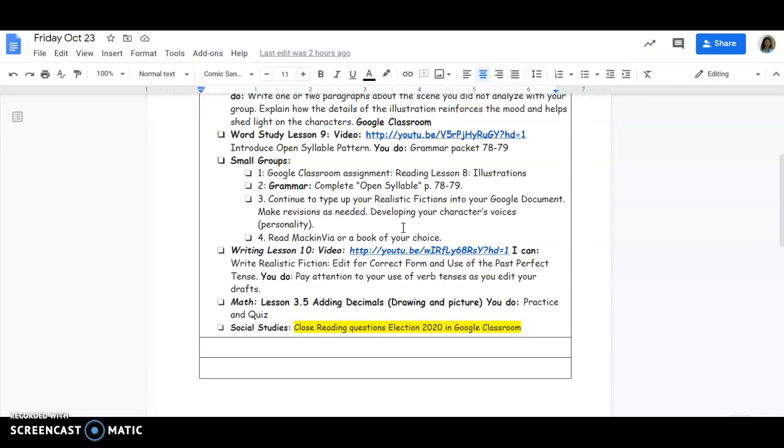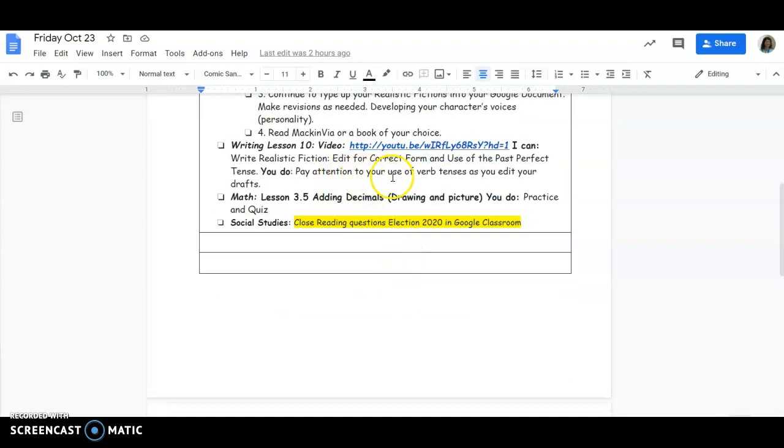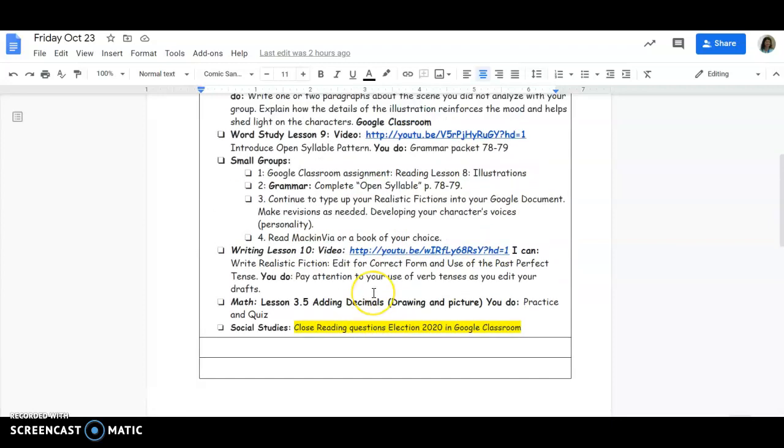So you're going to continue to type them up. During writing time, we talked about adding past perfect tense into your realistic fiction. And I just said, be careful of your verb tenses. There's also a verb tense on your grammar packet too. So if you at least work on your open syllables today, if you have time, you can finish up the whole grammar packet. Don't worry about turning your grammar packet in yet. I will be there Monday, so you can turn it in to me then.